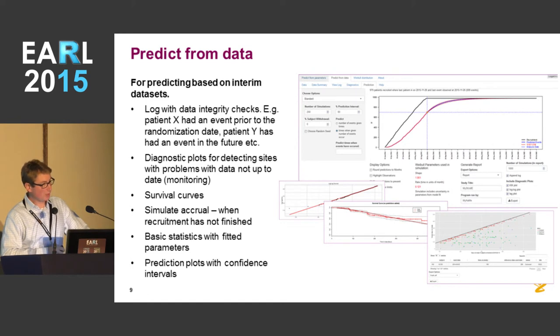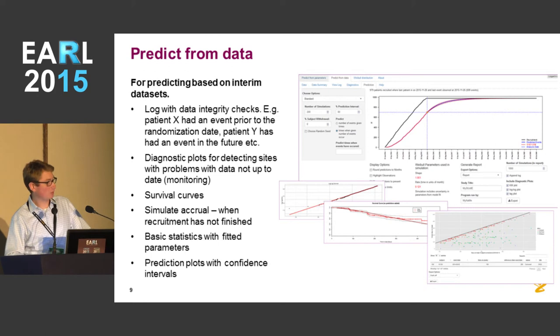In the plot at the top, the black curve is the recruitment, how many patients you are recruiting, and the red curve is the number of events you are able to observe in your trial. You want to extrapolate from this red curve until it's finished, and to say, well, approximately at this month next year it will be done. And you're able to export all those plots.